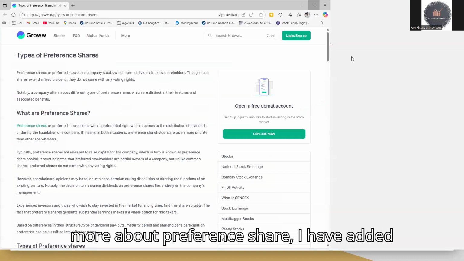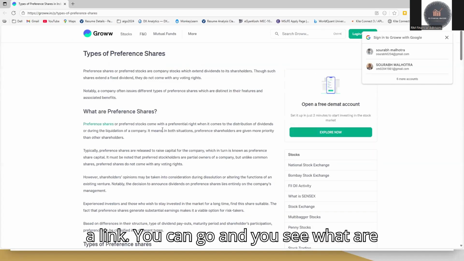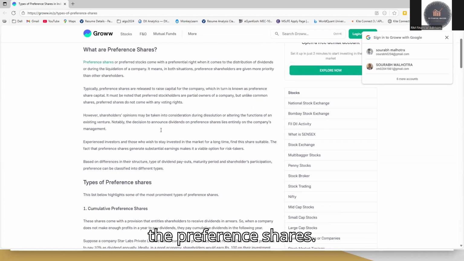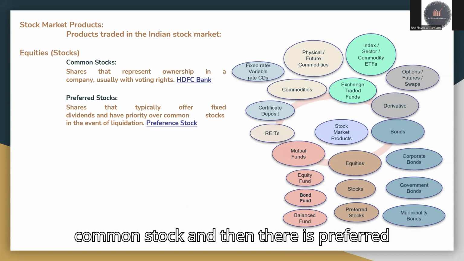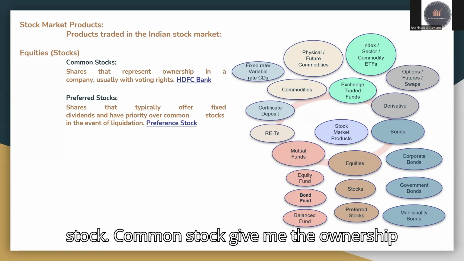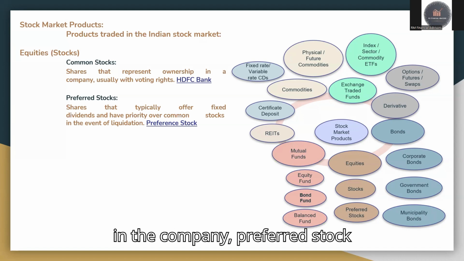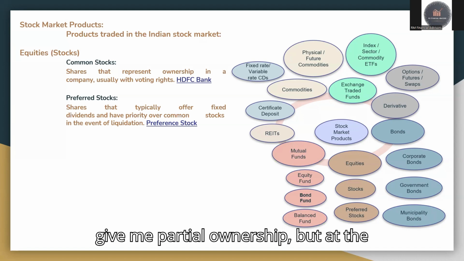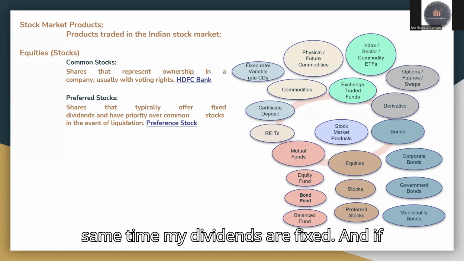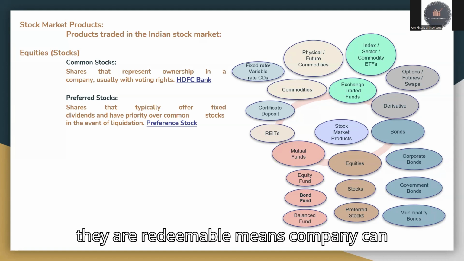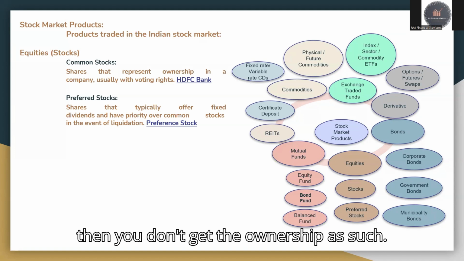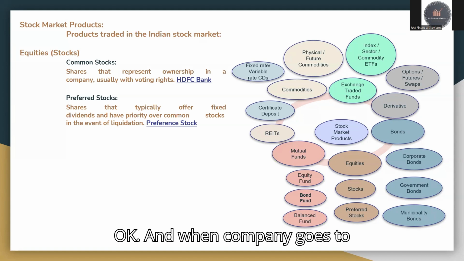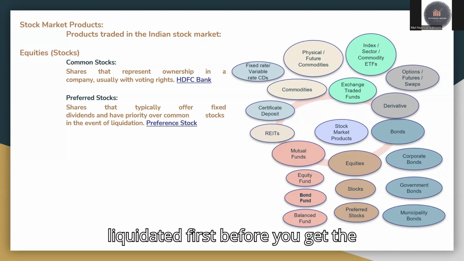Now, you want to read more about preference shares? I have added a link. You can go and see what preference shares are. There are two types of equity: common stock and preferred stock. Common stock gives me the ownership in the company. Preferred stock gives me partial ownership, but at the same time, my dividends are fixed. And if they are redeemable, meaning the company can buy back those preferred shares, then you don't get the ownership as such. And when the company goes to liquidation, preferred shares get priority.